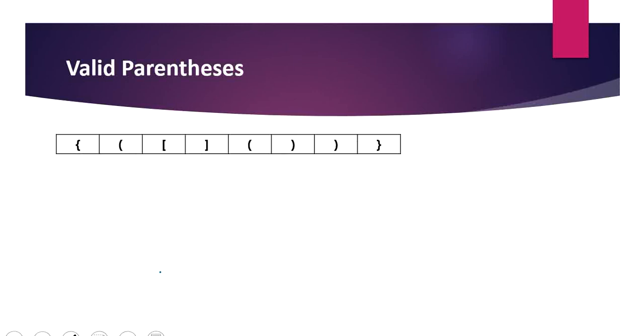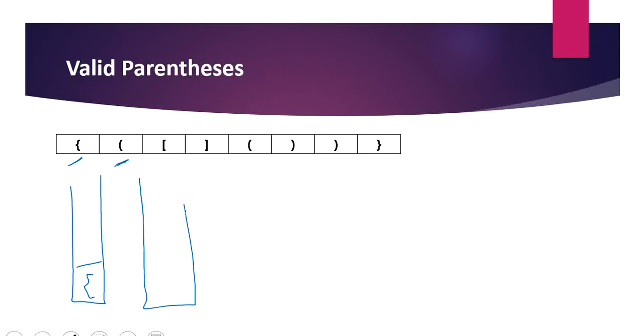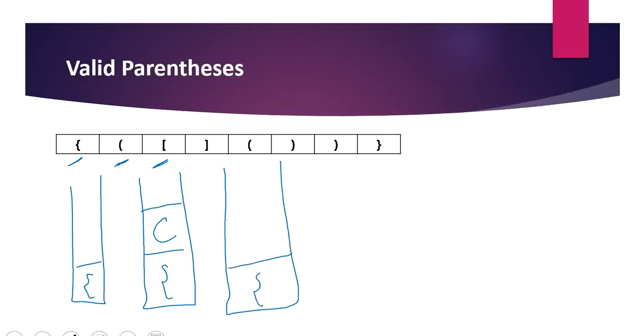So in the first iteration, I'm going to take the curly brace. It is an open brace, so I'm just putting that into the stack. Next, coming to this character, this is again an open brace, an open round brace. So I'm going to put that again in our stack. Again, this is an open square brace, so I'm going to add that too in our stack.